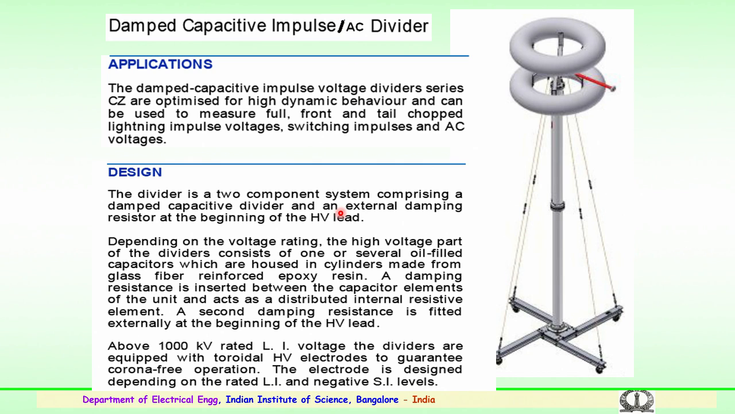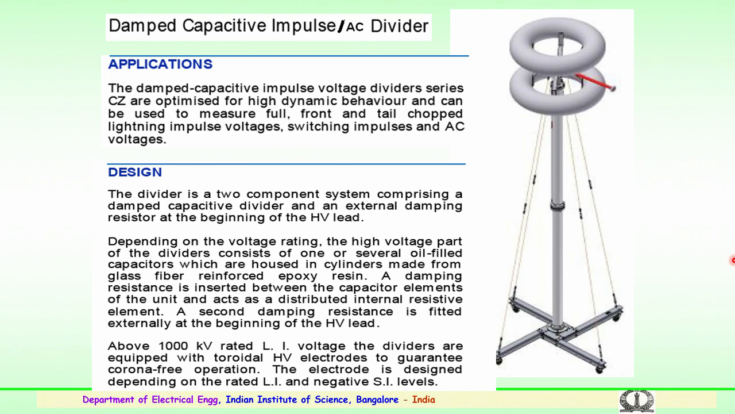The damped capacitive impulse divider is a combination of a capacitive divider with an external damping resistance at the beginning of the high voltage lead. If I am taking the high voltage lead from here, the beginning would consist of a small resistor which will be used for damping. Depending upon the voltage rating, the high voltage part of the divider could consist of one or several units of capacitors which are oil filled and housed in insulating cylinders made up of fiberglass, reinforced epoxy resin or any other insulating material.